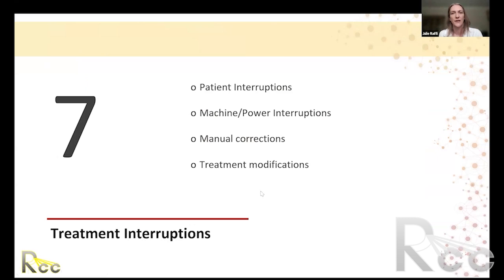So I want to talk a little bit about treatment interruptions. These can be interruptions that occur for patient reasons or for machine and power issues.